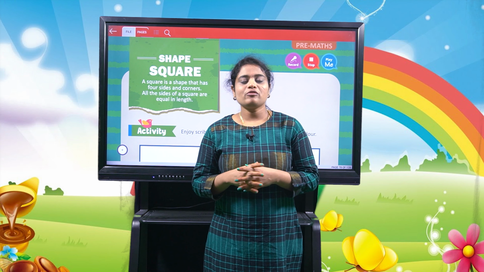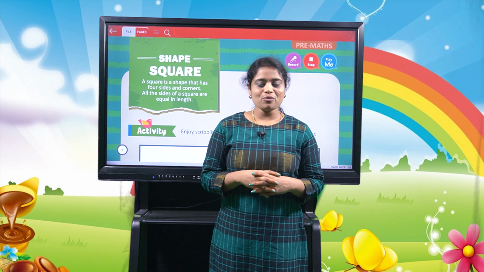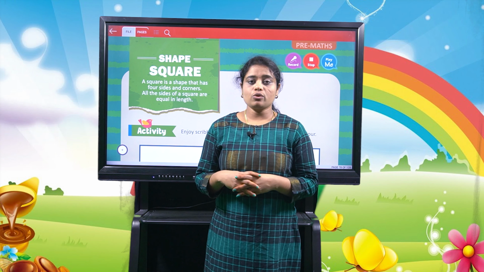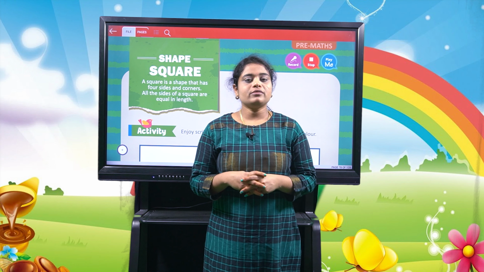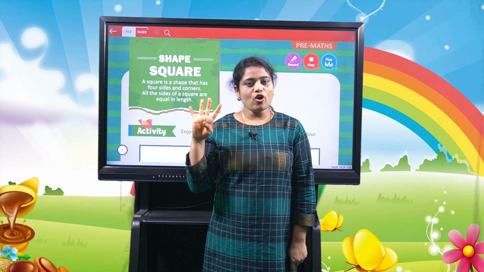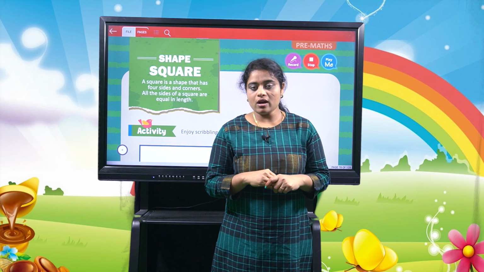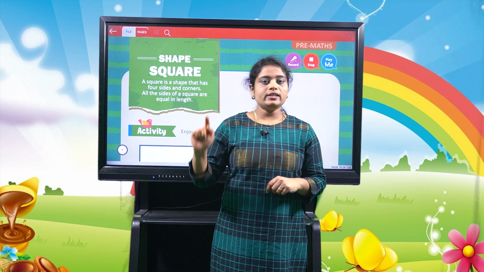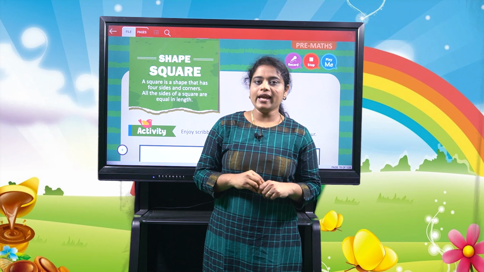So, children, we have learnt about square. A square is a shape that has 4 sides and 4 corners. And remember, all the 4 sides in a square are equal.